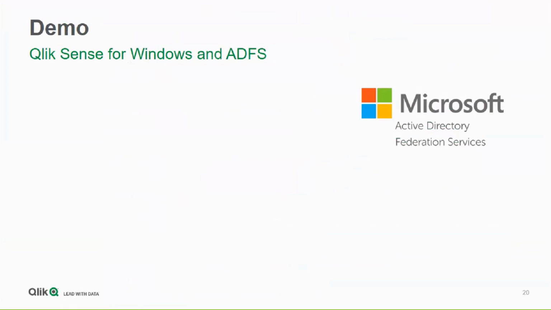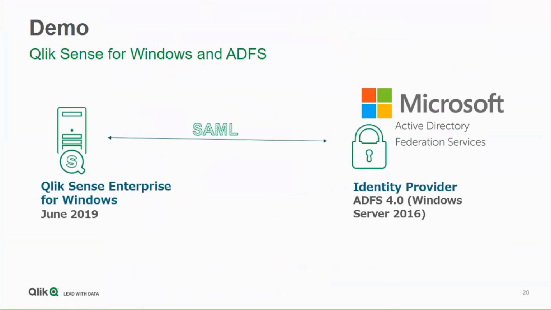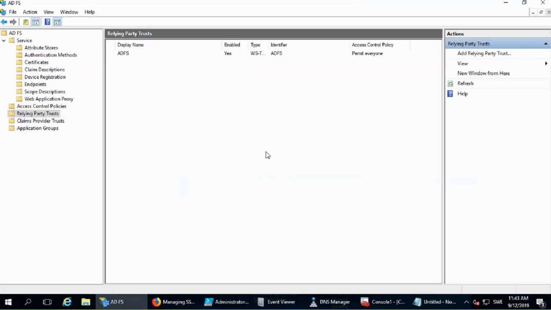So we're gonna have a short demo with Qlik Sense Enterprise for Windows. We're gonna use the June 2019 version, and as our identity provider, we're gonna use ADFS 4.0, which is the one included in Windows Server 2016. First of all, we're gonna have a brief view on the settings that we currently have in ADFS.